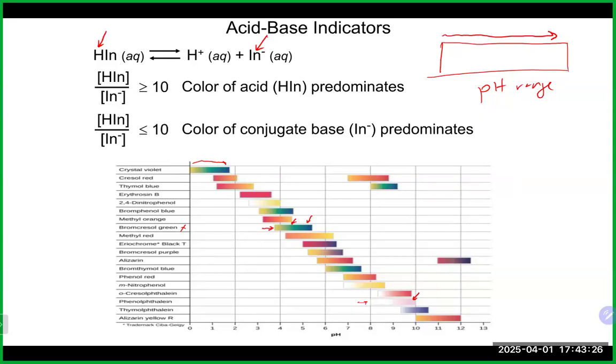So they have a specific color in the acidic solution and a color in the basic solution. And although on this map it doesn't really show it, if it's below the pH of that indicator, it will probably be that first color that you see there, even if it's not specifically at that pH range.